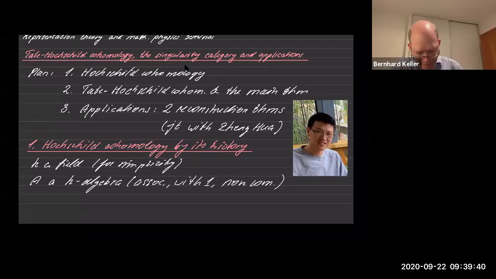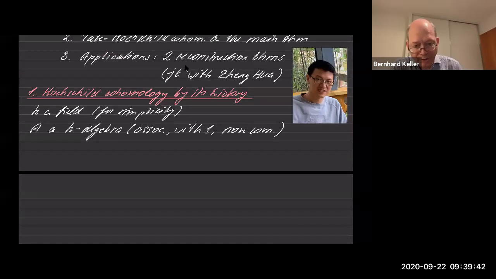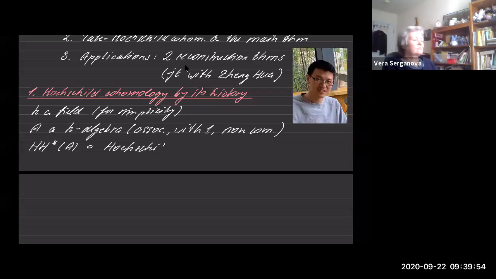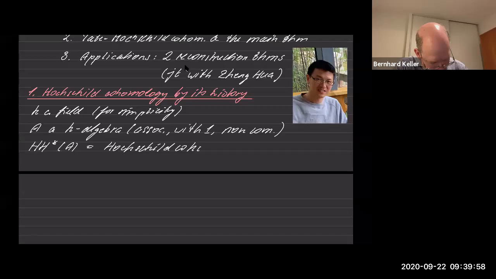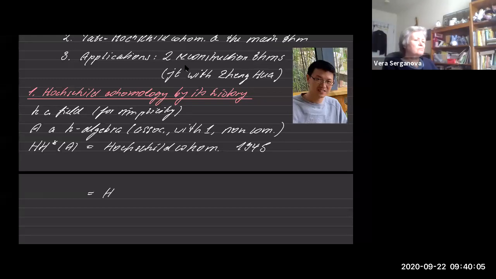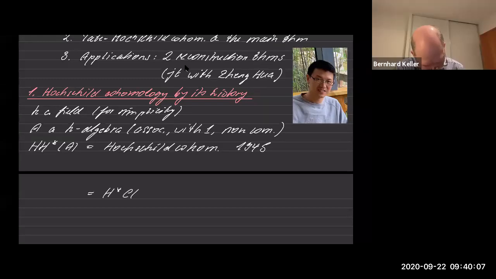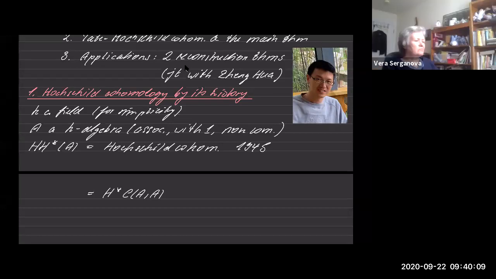Okay, and then Hochschild cohomology of A was defined by Gerhard Hochschild in 1945, and he defines it as the cohomology of the Hochschild cochain complex. So let me recall this complex.